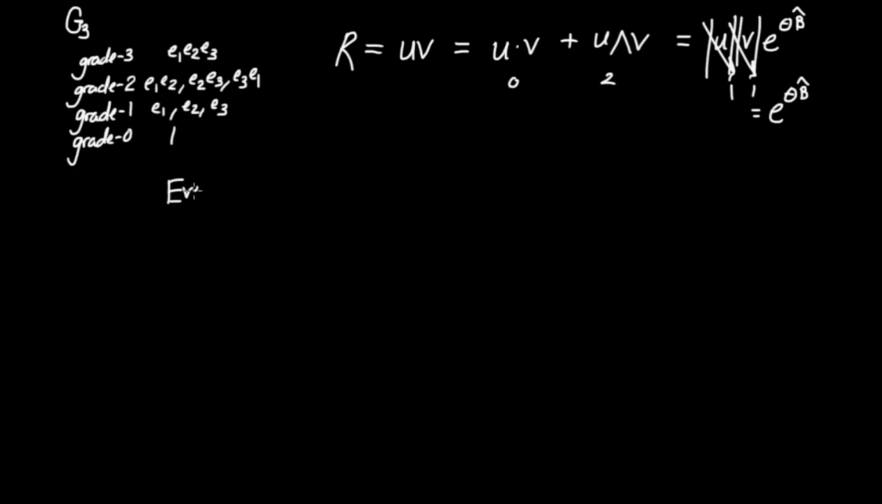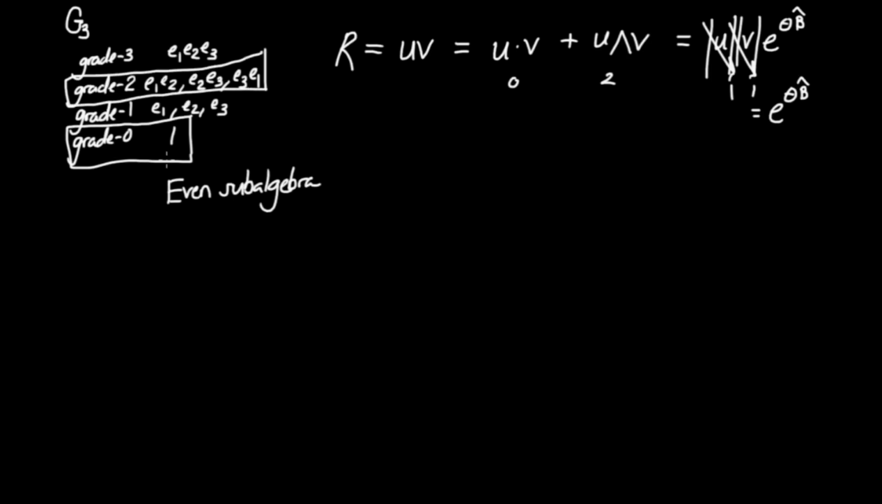So the even subalgebra. This is just what the name says. It's the subalgebra, the subset of this total algebra, consisting only of the even graded elements. So instead of considering any possible linear combination of the 8 basis elements, we're only going to consider linear combinations of the basis elements which are of even grade. And you can see there are 4 of those. We have 1 scalar and 3 bivectors. So there's going to be a scalar part, and some linear combination of these 3 basis elements dealing with the bivectors.